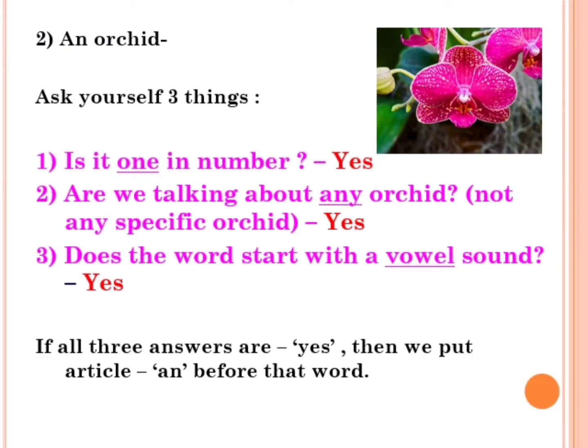Next example, an orchid. Do you know, students, what is an orchid? Yes, it is a beautiful flower which is mainly found in the Himalayas. There are many different types of orchids. Okay, now back to our topic. Why do we put an before orchid? Now, students, read the questions by yourself and try to understand it.